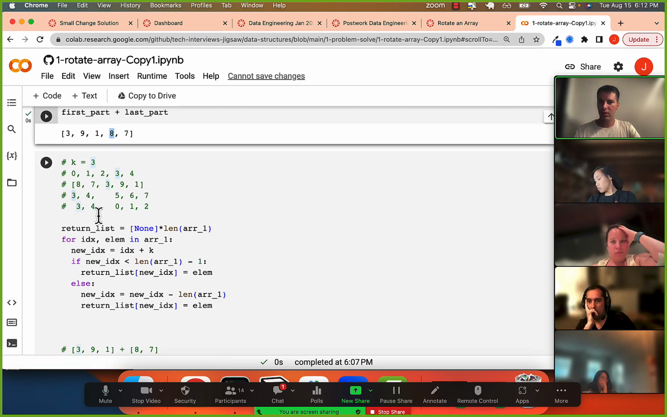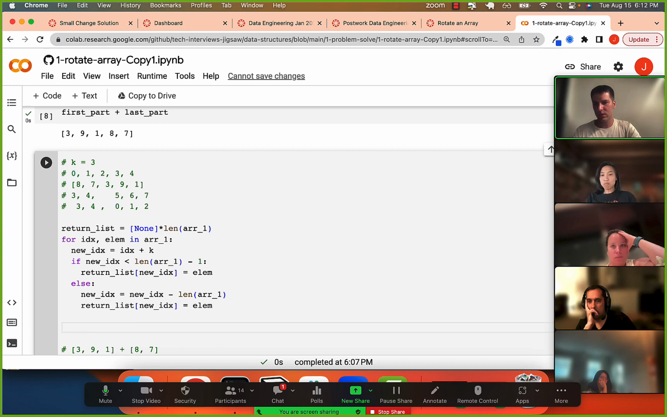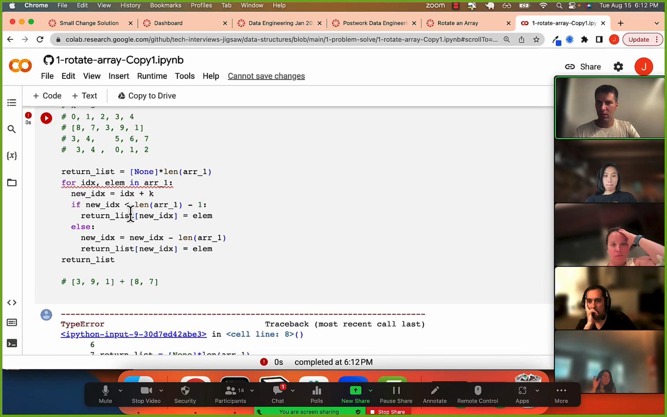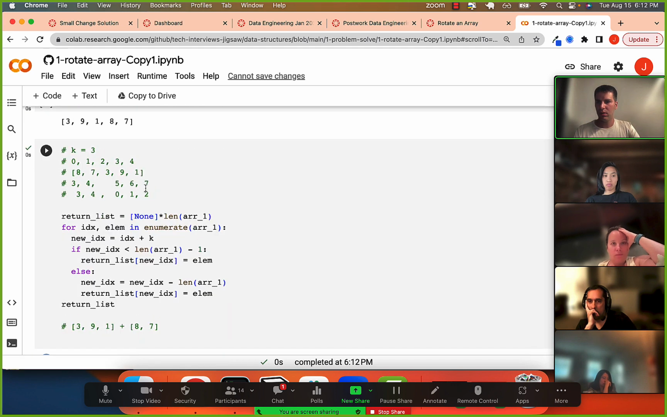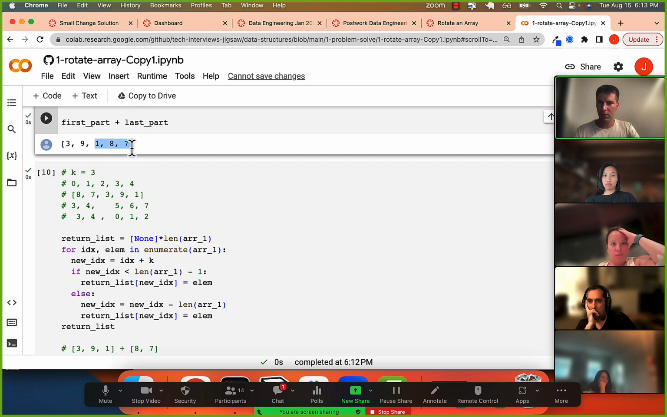Okay, so that's what I'm doing here, except when I get to a number that's higher, and now it should go to a position like 0. Let's see if it works. I broke it. For index, oh, this needs to be enumerate. Sorry, gang. Is this right? 3, 9, 1, 8, 7. Yeah.